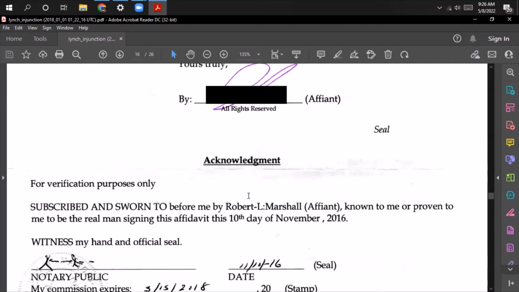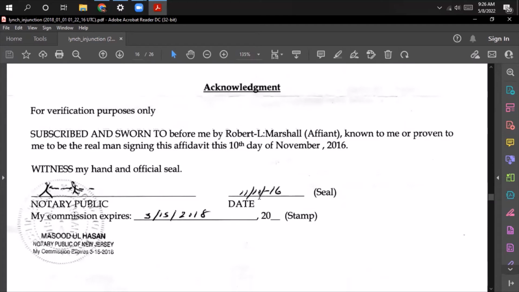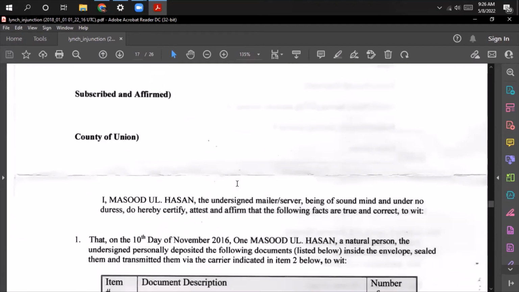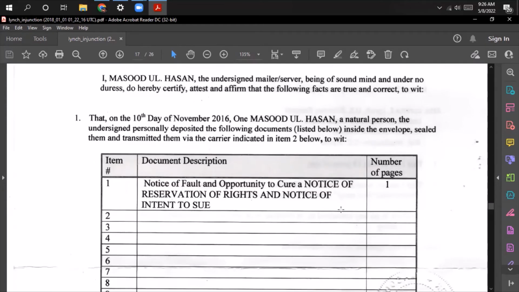But as I keep saying, 99.5% of the time, do they ever respond? Or they don't respond. Okay, so certificate of service. And here it is. This is my notary attesting that he put the documents inside the envelope, which he did, and sent it to them.